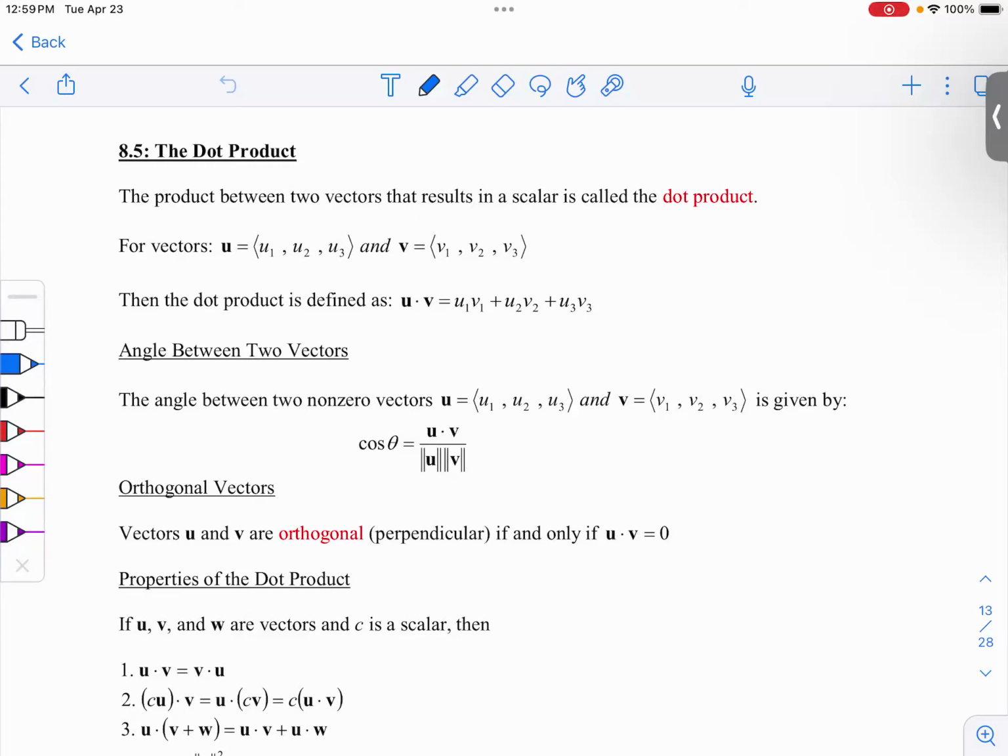So we were in chapter 8, and we'd already got through some initial stuff all about vectors. Now we're going to continue everything with vectors. One of the biggest things you do with vectors is the dot product.